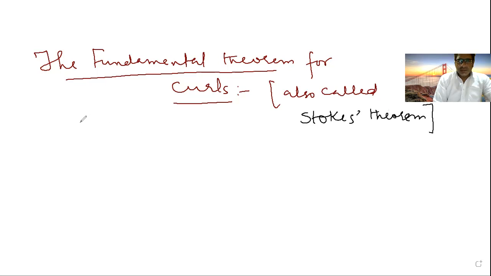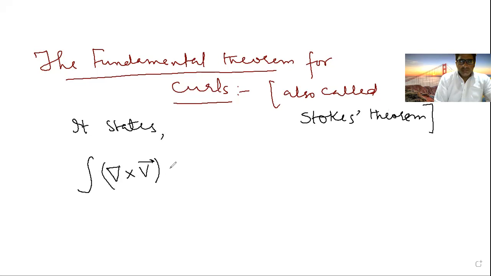Now, it states, I'll write the statement. It states that the surface integral of the curl of some vector field V over some surface S is equal to the closed line integral of the vector field over the boundary of the surface, the perimeter of the surface. Let me explain it.